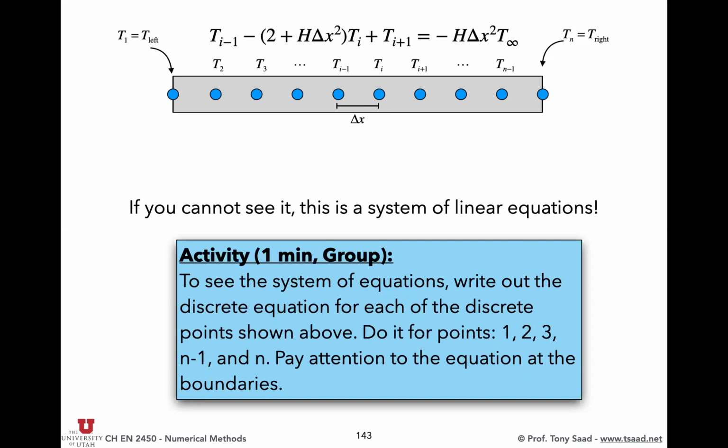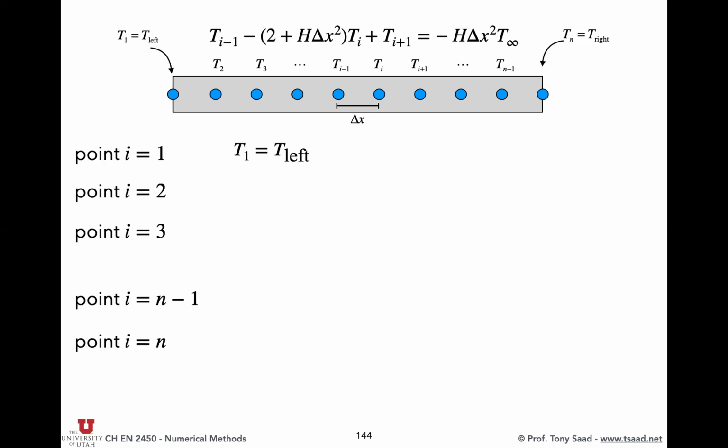Okay, so rather than taking answers from you, I just want you to compare what you got to what I have. So at point 1, the equation is simply T1 equals T left, what's given to you by the user or specified by the physics. Agreed? That's the answer at point 1. At point 2, you simply put i equal to 2 in that equation, and then you get the relation between T1, T2, and T3. That relation looks like the template up there.